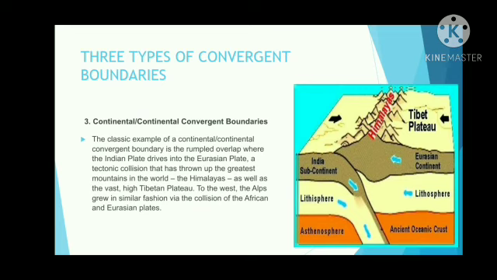The classic example of a continental convergent boundary is the rump-fold overlap where the Indian plate drives into the Eurasian plate. A tectonic collision that has thrown up the greatest mountains in the world, the Himalayas, as well as the vast high Tibetan Plateau. In the west, the Alps grow in similar fashion via the collision of the African and Eurasian plates.